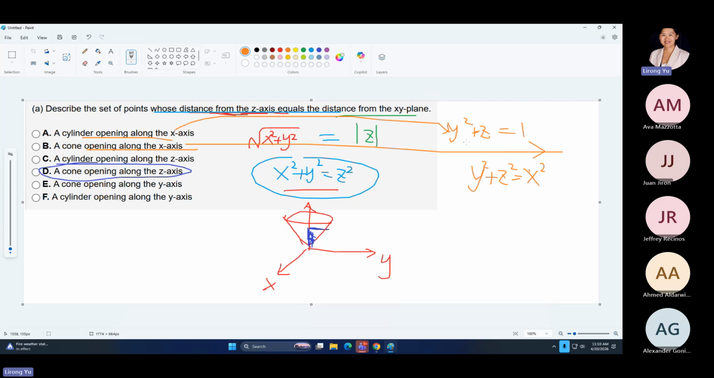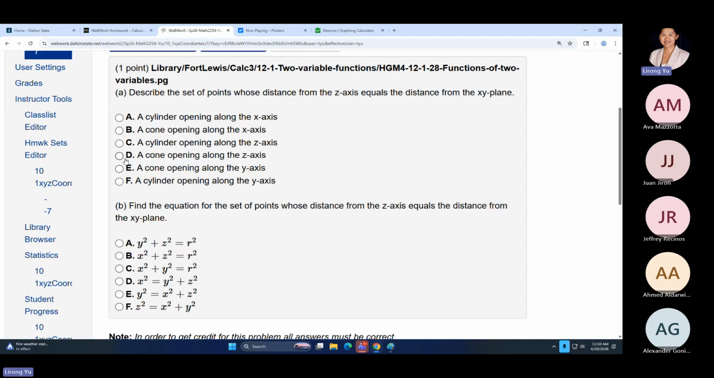If you want a circular cylinder, you have to do y squared plus z squared equal to 1 or equal to any other number. So that's the A kind of graph. But anyway, the graph that we see in part A would be D.